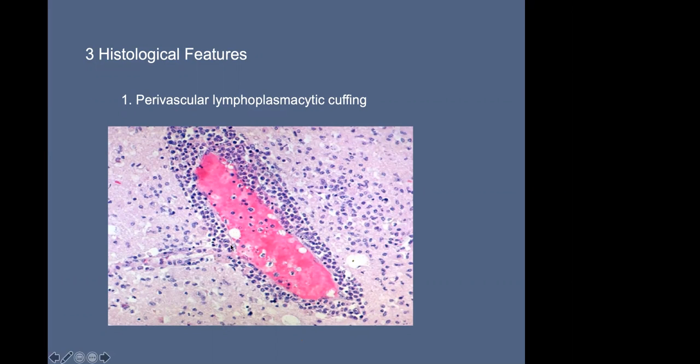The first of these three is presence of thick cuffing of blood vessels by lymphocytes. These lymphocytes are laden with virus though. You can do immunohistochemistry for individual virus and they will light up the area. So perivascular lymphocytosis, as we call it.